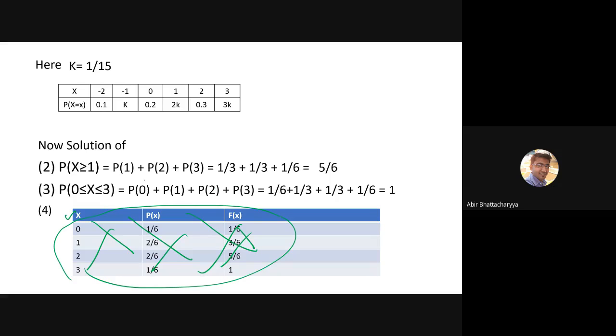Okay, so probability of x greater than or equal to 1 means this is the one. Three values will be 1, 2, and 3: probability of 1, probability of 2, probability of 3. Finally, we'll get 5 by 6. Okay, next, probability of 0 less than or equal to k less than or equal to 3. That means attaining these values 0, 1, 2, and 3, all these values, because attaining 0 and 3, that's why this equals 1.